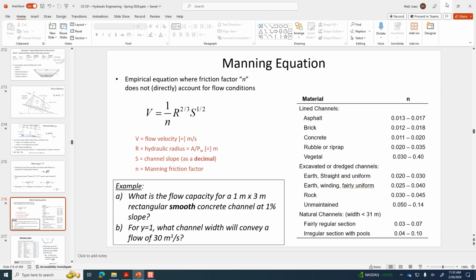And then, of course, what we do to find the flow rate, the flow capacity, is multiply the velocity by the area. So 6.47 meters per second multiplied by the area of 3 meters squared means that we're going to have a flow rate of 19.4 cubic meters per second.